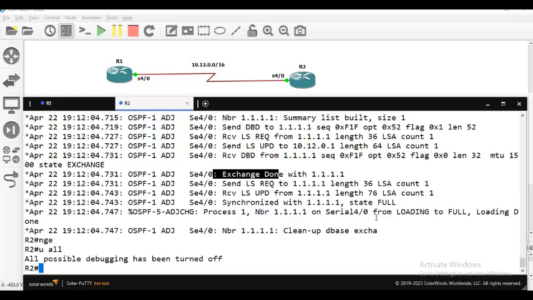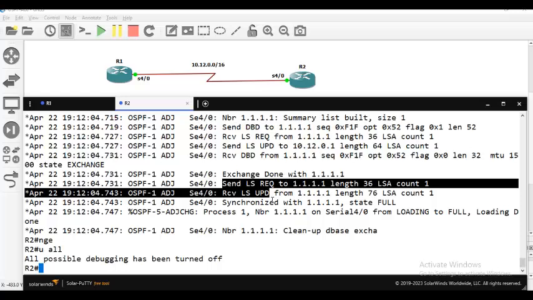Loading state is the place where the sending of LSR and LSU happens. Exchange is the place where DBD is exchanged. DBD exchange state. Loading state is what? LSR, LSU. Once it is fully loaded, fully synchronized, when there is no more exchange, no more queries, it reaches full state. This is what is called adjacency, full adjacency.